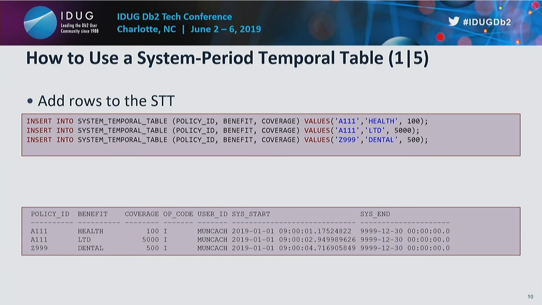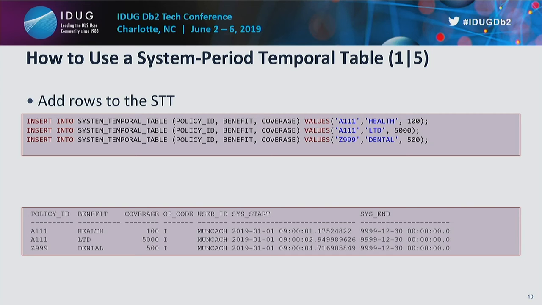I have a bit of an example here, going to walk us through it. I've inserted 3 rows into my base table, for two different policies, 3 different coverages. You can see all I specified was just the policy, the coverage, and the coverage amount. So we have a health, long-term disability, and a dental coverage. There are the 3 columns here that I've inserted, and we have our opcode, which is the data change operation. They're all I's, so these are all inserted.